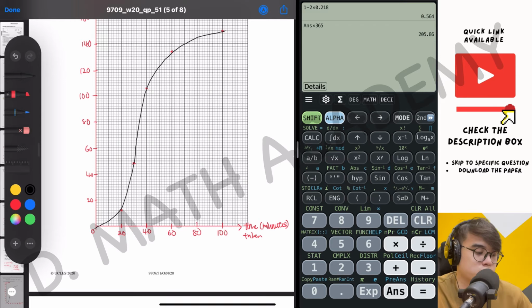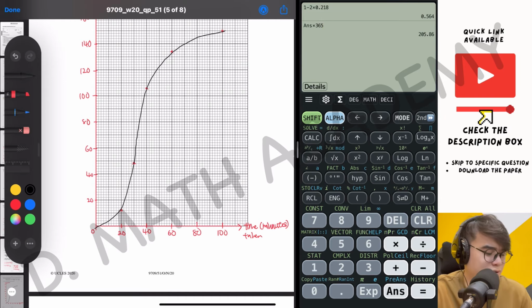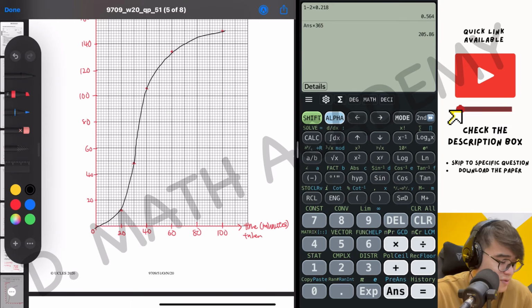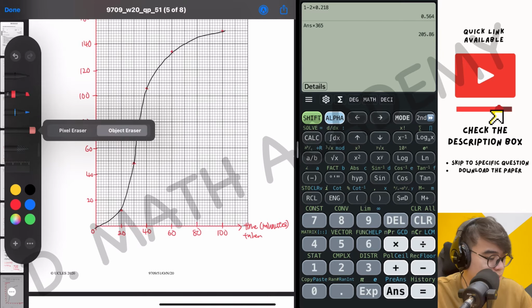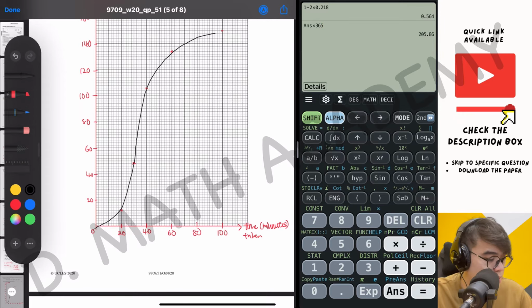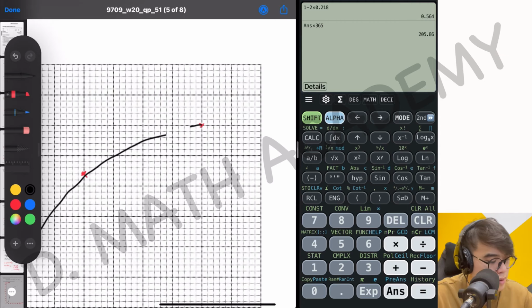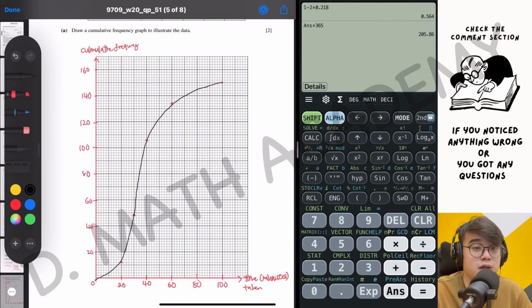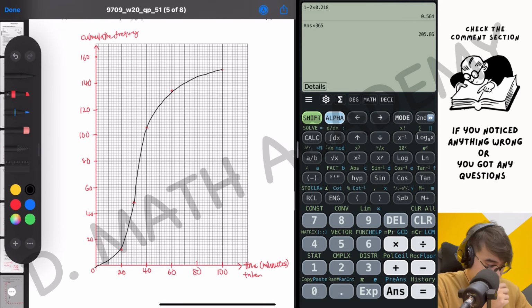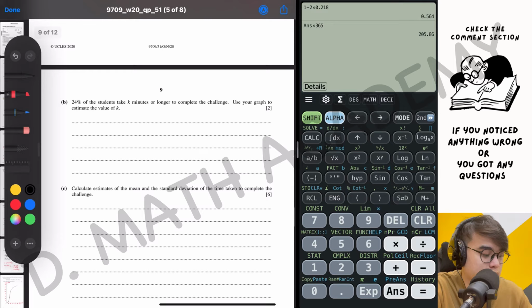Okay, so this should be it. I couldn't quite draw it properly. I have no idea why, it just looks slightly off to me. Okay, so that should be it. This is the result that I'm going to submit. Let's go on to the next question.